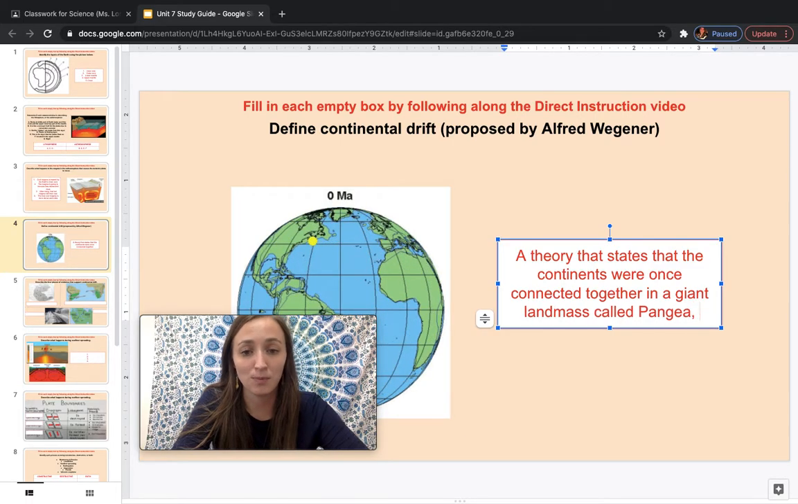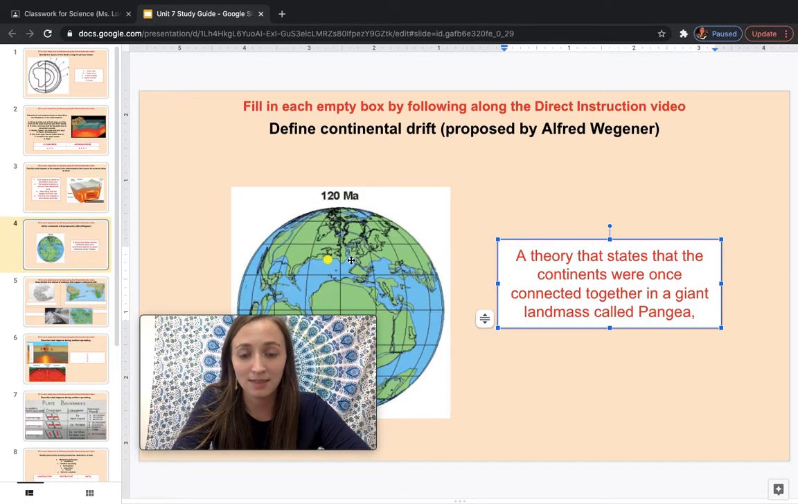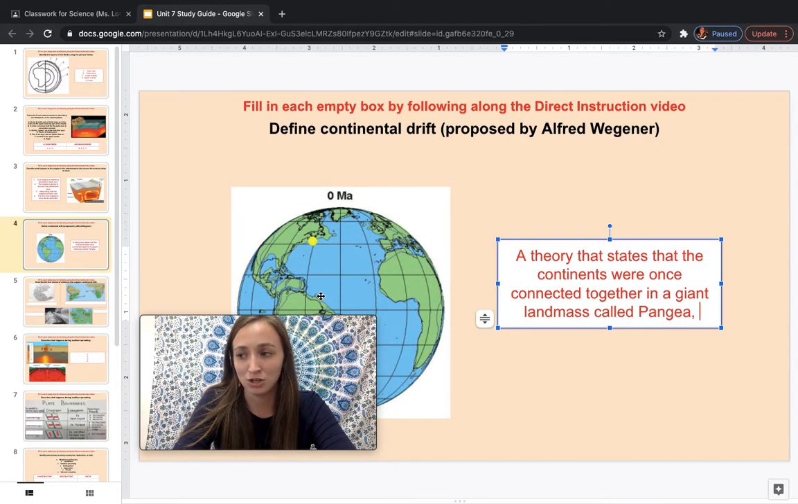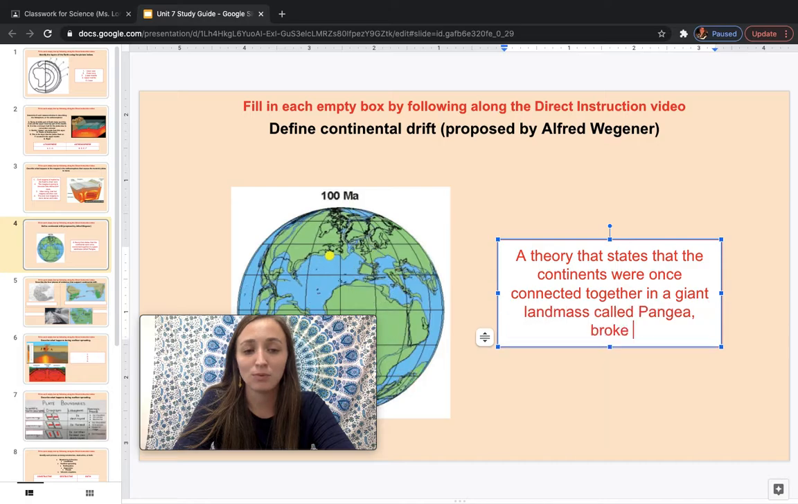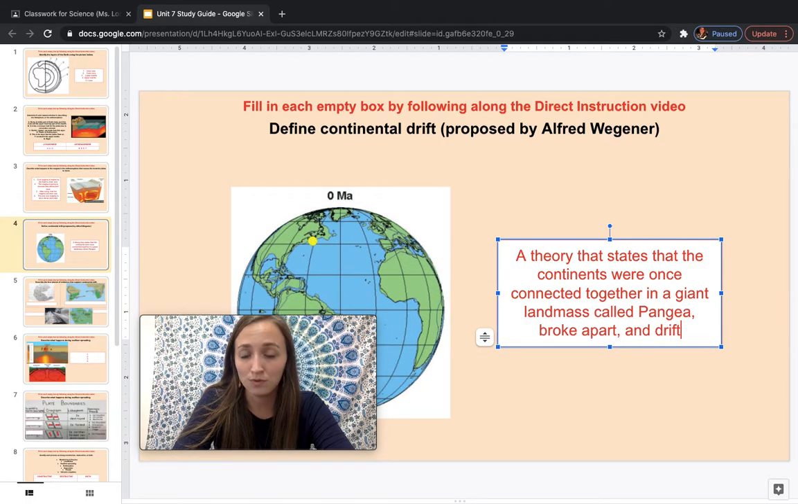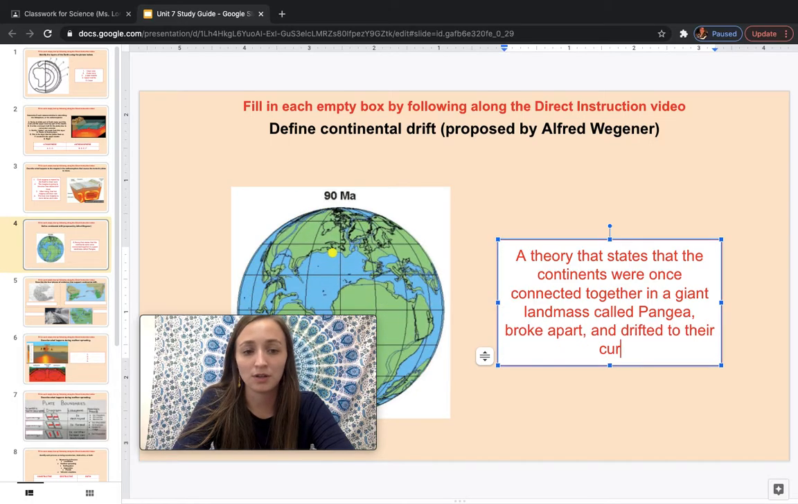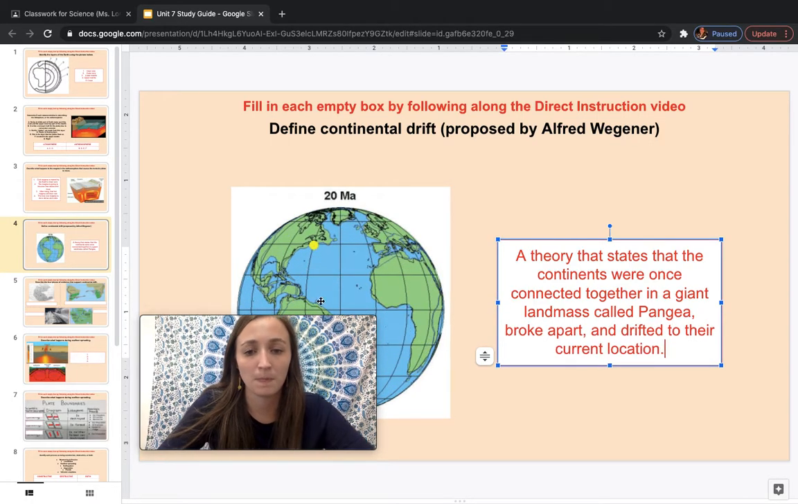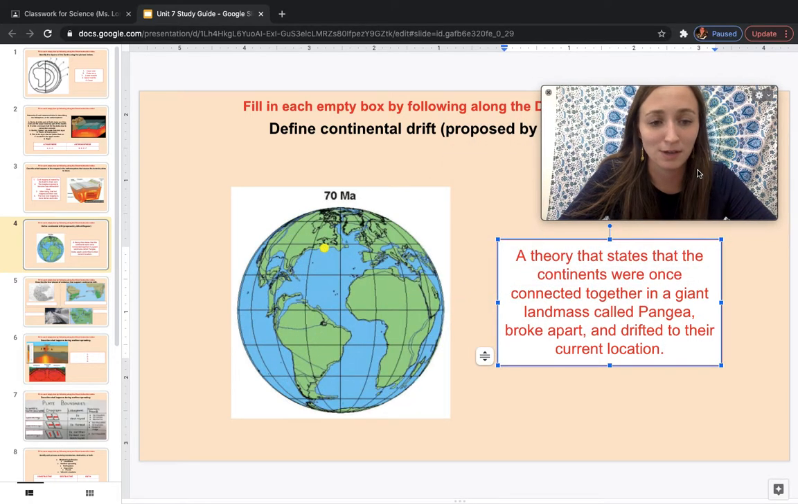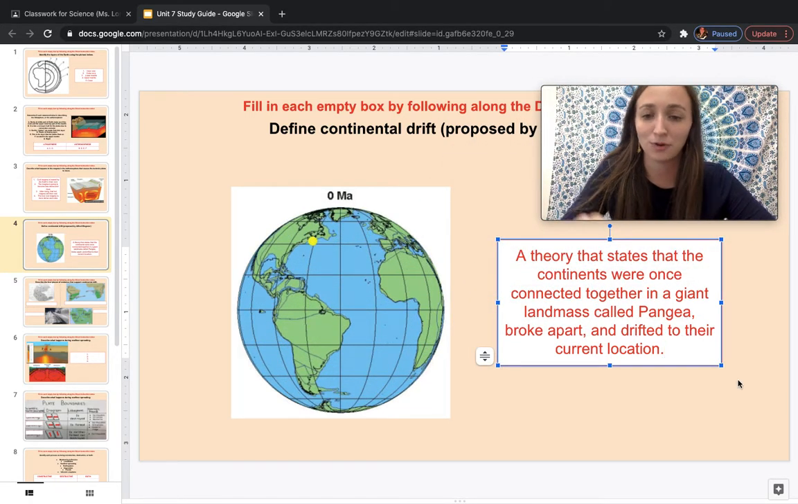Okay, so that's step one. Here, right there, how it's all one piece of land, that was one supercontinent, that was called Pangaea. So they eventually broke apart and drifted or moved to their current location. And obviously, I just typed a lot quickly, so if you need to pause the video, pause it, get it all down before you move on.